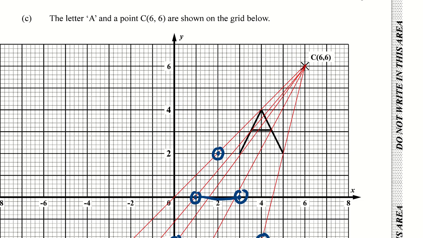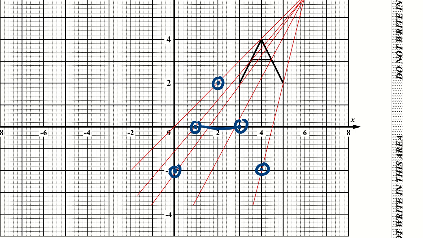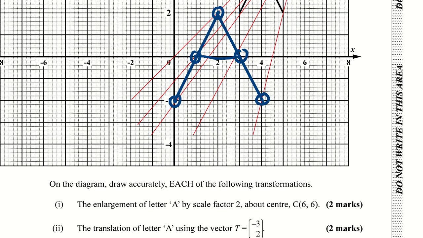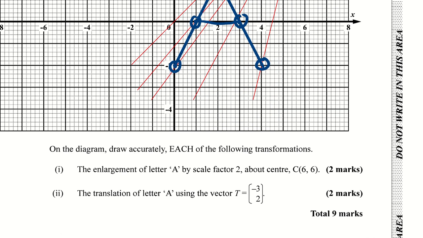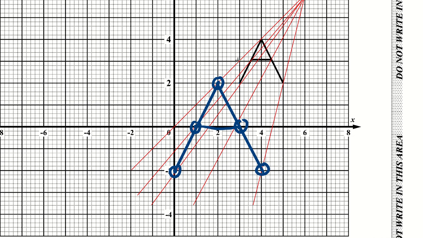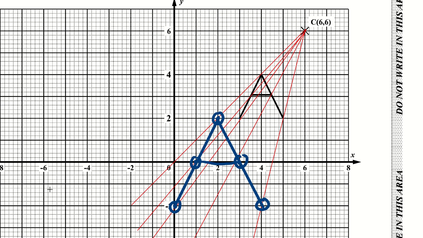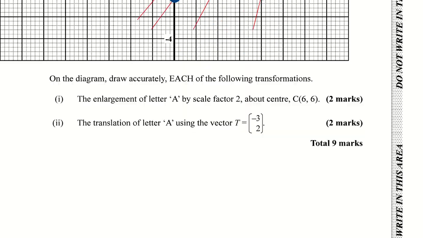There is another way, however, I think that everyone is tired, so I'm not going to go into that. So this would be your E. That's your enlargement, and if you look at it, it is 2 times the size of this object. Then they want this A using a vector t of (-3, 2). So we know that if it's going -3 along your x-axis, that's 1, 2, 3, and then how many units along your y? 2.